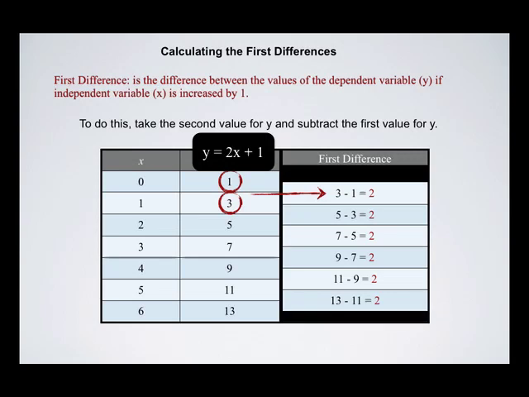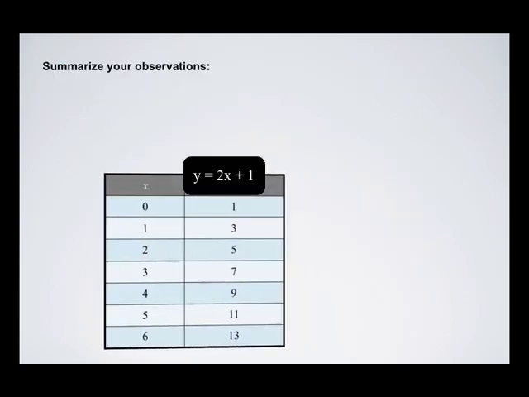This row of first differences is now complete, and we can make a statement about them. The values in the third column are called our finite differences, and because we've increased our x value by 1, and we've done this the first time, this is the first difference column. Let's summarize our observations about that table.